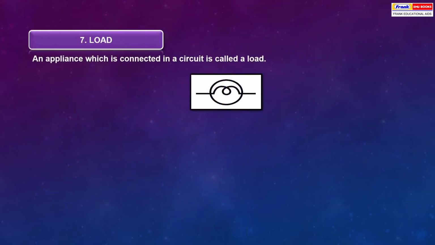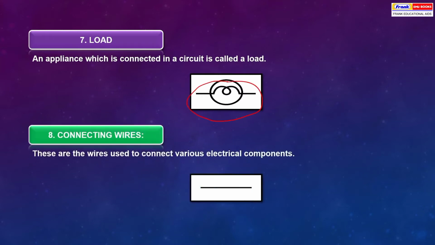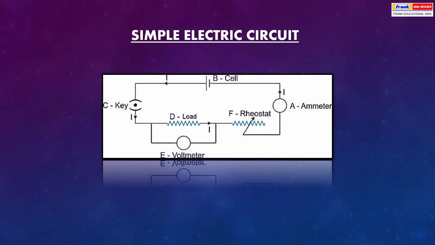Then we have the load. It is basically an appliance which is connected in a circuit. So this is the diagram of a load. Then we have connecting wires. These are the wires used to connect various electrical components. This is basically a straight line. Then we have the simple electric circuit. This is basically the combination of resistance, cell, ammeter and voltmeter, and this is how the electric circuit is drawn. You must practice the diagram of a simple electric circuit, the open circuit and the closed circuit.